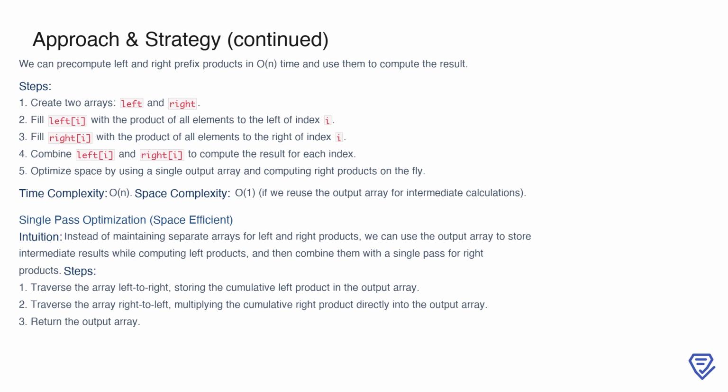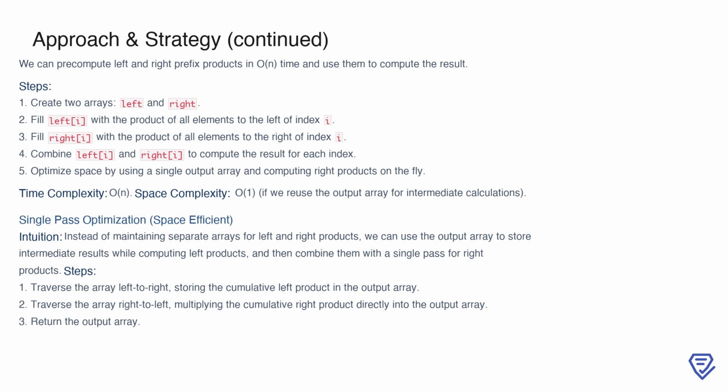The left array stores the cumulative product of all elements to the left of each index, while the right array does the same for elements to the right. Once we have these two arrays, we can multiply the corresponding values in left and right to compute the result for each index in the output array.